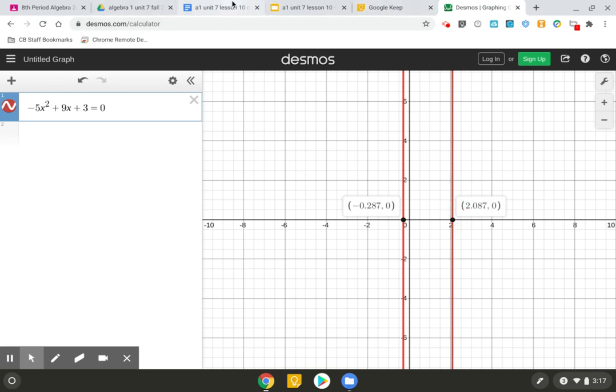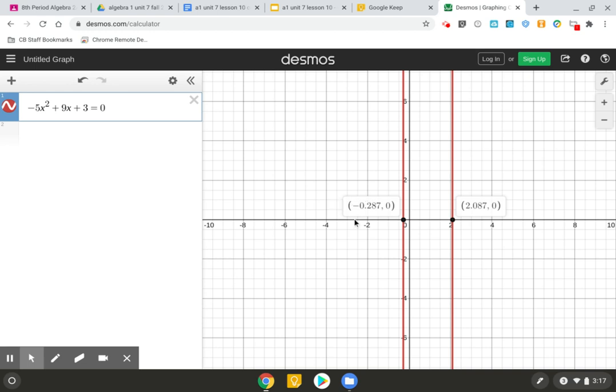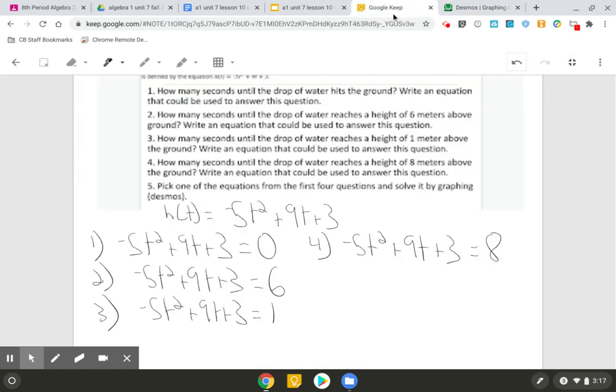Okay. Now in this case, we would want to know how long it takes for it to hit the ground. Now, obviously, a negative answer wouldn't make sense in this situation because that would be like saying the water hit the ground 0.287 seconds before it was launched. So it would take a little more than 2 seconds. Okay. And I could do the same thing with the other equations.